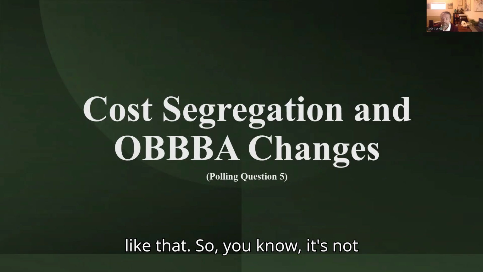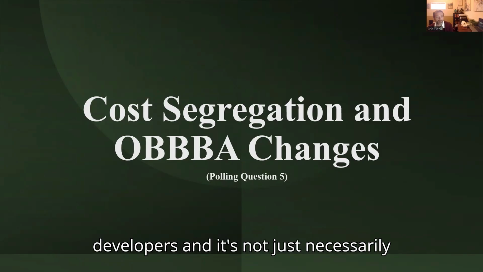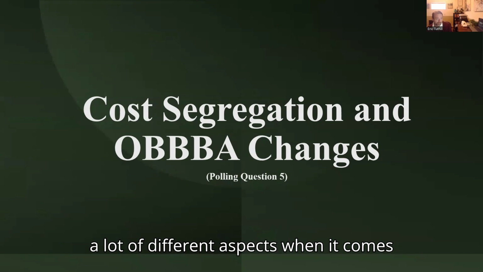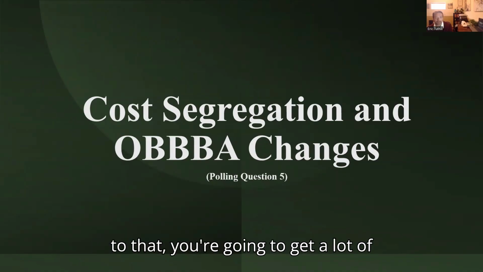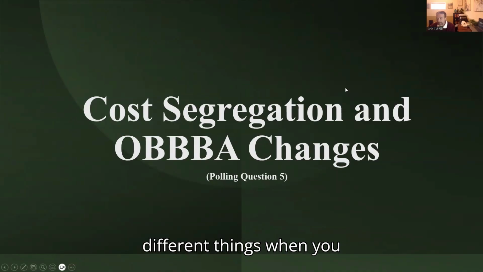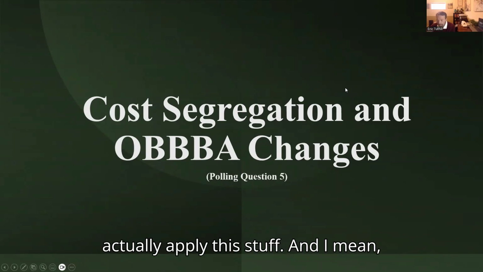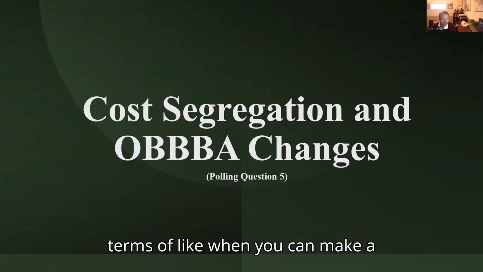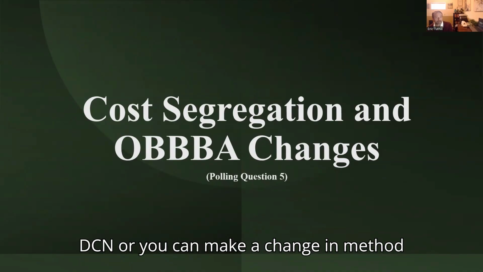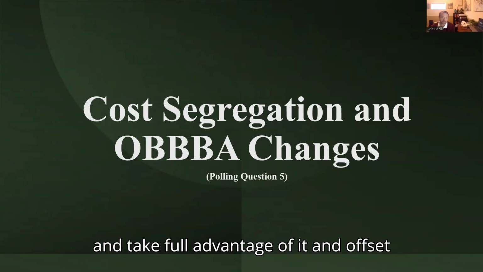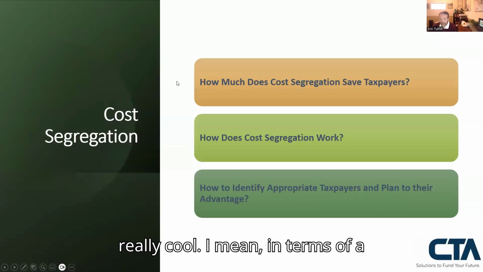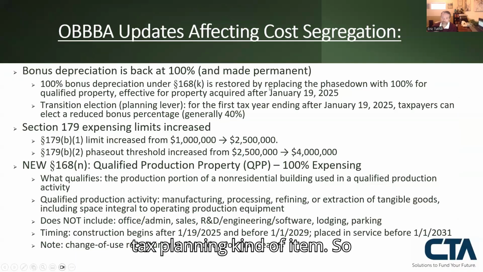So it's not necessarily just your real estate developers and it's not just the people that are managing rentals. You're going to get a lot of different things when you actually apply this. And there are unique advantages here in terms of when you can make a DCN or a change in method and take full advantage of it and offset specific tax items that come up. So it's really cool, in terms of a tax planning item.